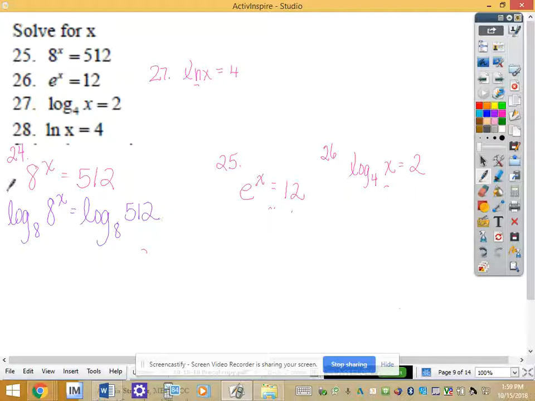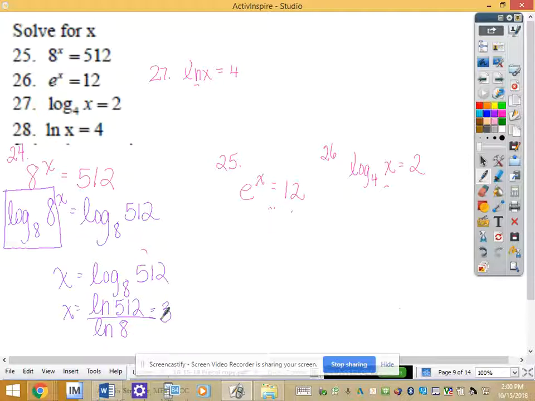All right, so the log of base 8 and then the base of my exponent cancel each other out, and I get x is equal to the log base 8 of 512. Well, you can't put that in the calculator, so you're going to have to put into the calculator the natural log of 512 or the log of 512 over the log of 8. And from the calculator, you will get 3.